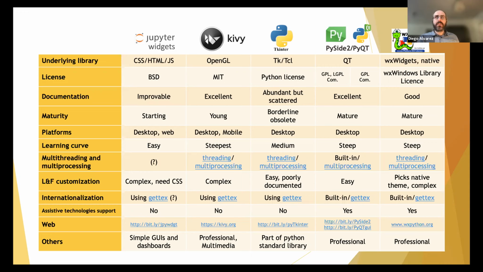PySide2 and PyQt are both based on Qt. Qt is a somewhat commercial tool, and it imposes some restrictions on the licenses of the software that is using it or derived from it. There are other fundamental differences between PySide2 and PyQt, but the main difference between both, and the reason that some people prefer to use one or the other, is precisely the license. PyQt is released only under the GPL license, General Public License, or a commercial license.